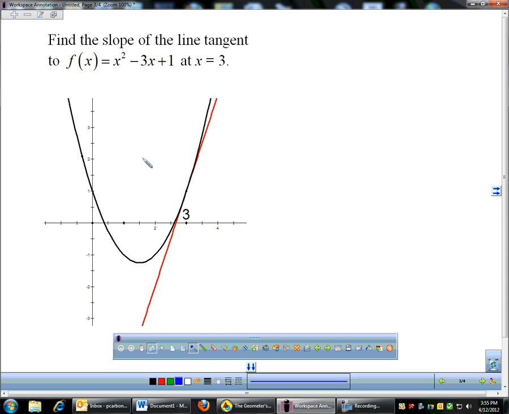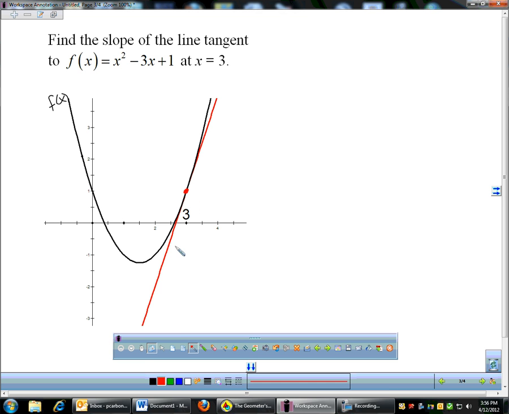So the first problem, and I thought it would be best just to do an example rather than some vague math definition. Let's find the slope of the tangent to that graph, x squared minus 3x plus 1 at x equals 3. And I went ahead and graphed the equation. This is my function f of x, and that's x squared minus 3x plus 1. This is the tangent, that red line. And there's a point at 3. When x is 3, I go up, and that's the point of tangency. And I drew the tangent at that point.